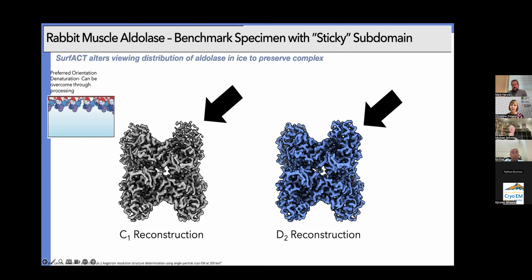Well, I think this question was: you see preferred orientation in your sample because those particles that were in that orientation were the only particles you recognized as particles and picked. The other ones are there, but you didn't blob pick those.